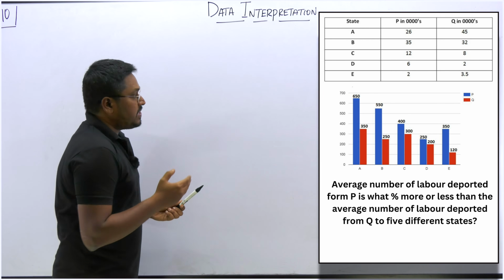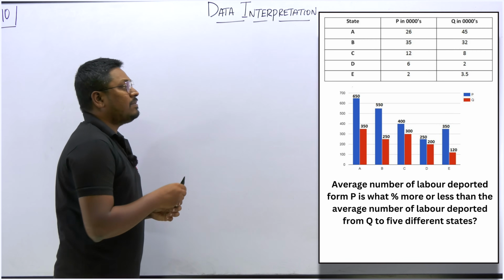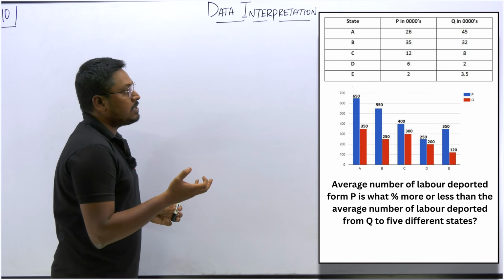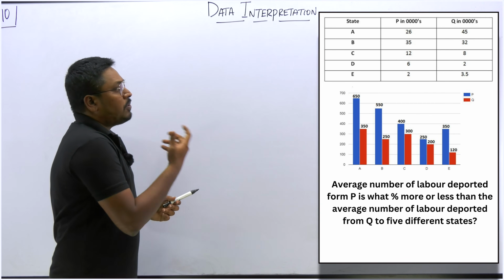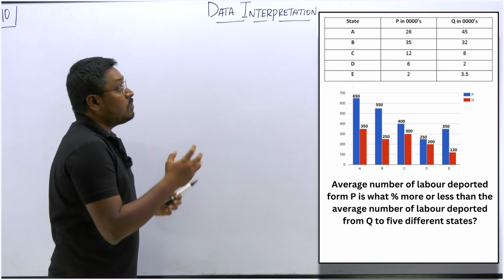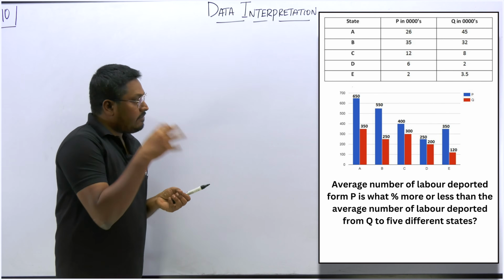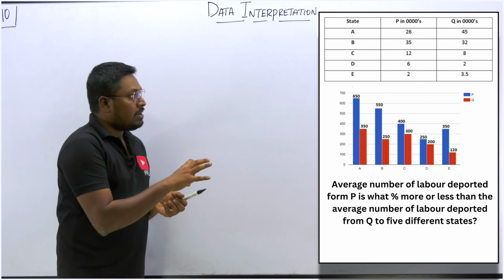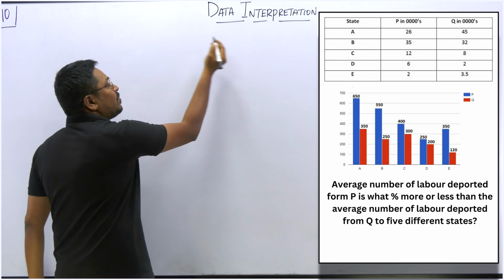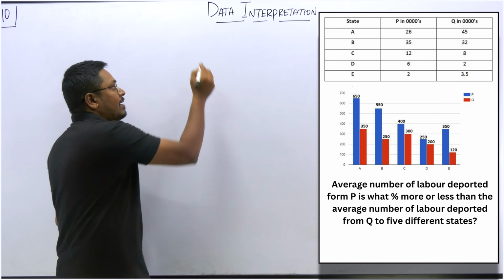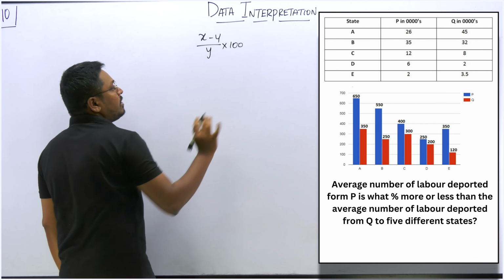So here is the question number 2. So average number of labors deported from P is what percentage more or less from the average number of labors deported from Q to find in to 5 different states, right? So our target is to find the total average labors from P as well as what percentage more or less. So more or less is nothing but X is what percentage more or less than Y. So formula will be X minus Y divided by Y into 100. So this will be the formula, right?